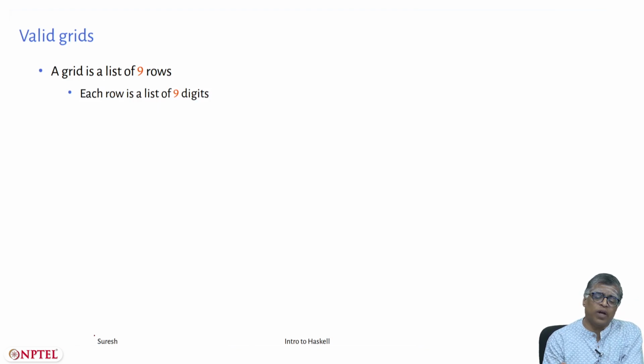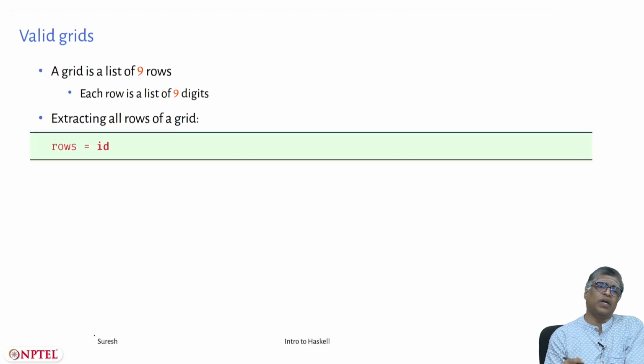A grid is a list of 9 rows. Each row is a list of 9 digits. How do I extract all rows in a grid? Remember, the grid itself is given as a list of rows. So to extract all the rows in a grid, you just say id. That will extract all the rows in a grid. If I apply id to a grid, I will get a list of rows, which is the same as the original grid itself.